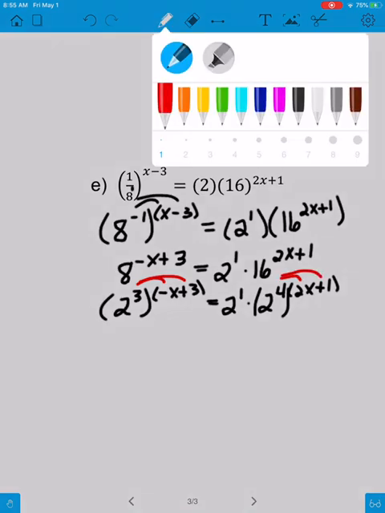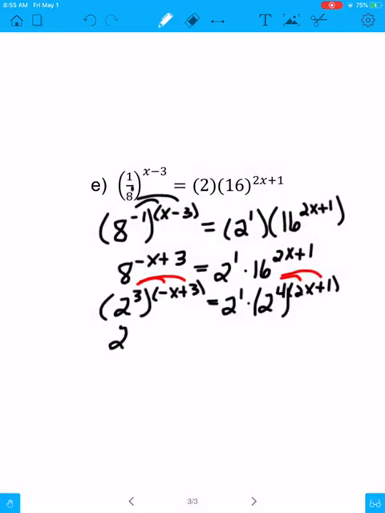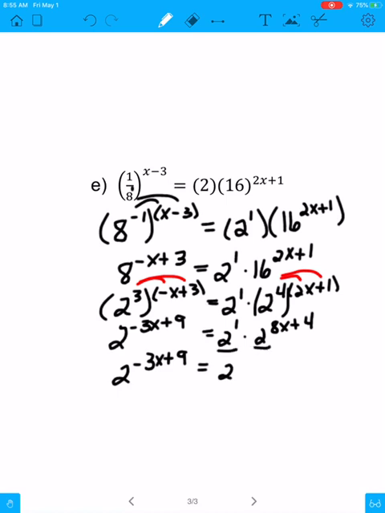So I'm going to get 2 to the negative 3x plus 9 equals 2 to the 1 times 2 to the 8x plus 4. So I get 2 to the negative 3x plus 9 equals 2. Now, remember, same base, and we're multiplying, so we have to add the exponents. So we're going to get 1 plus 8x plus 4. So we're going to get 2 to the negative 3x plus 9 equals 2 to the 8x plus 5.